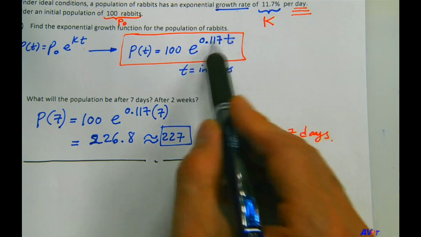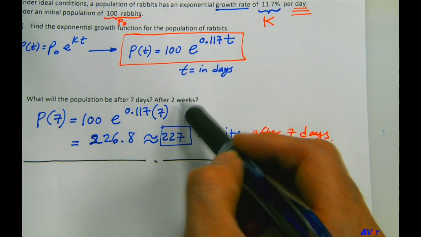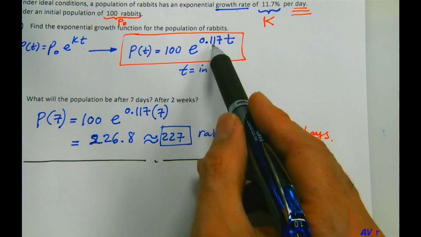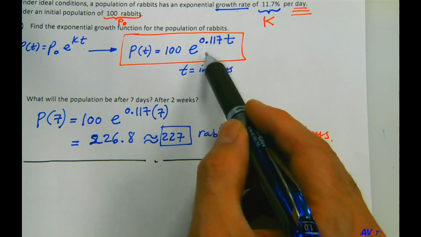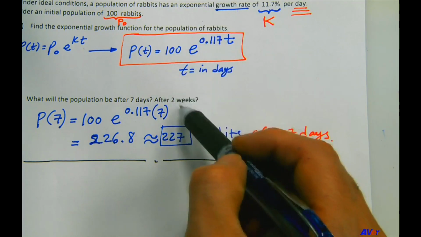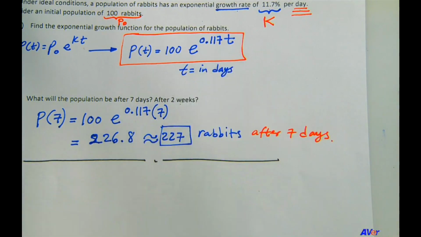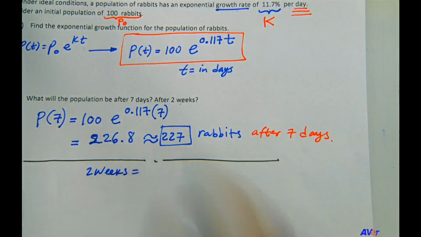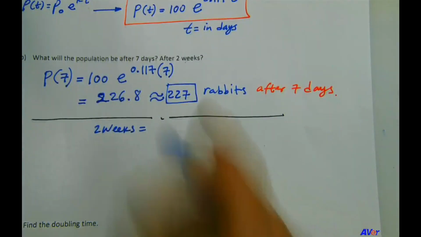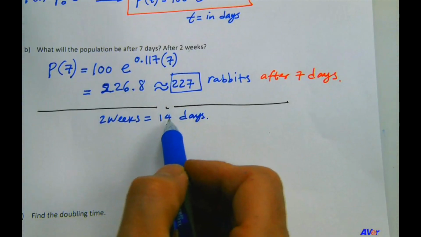Why? Because this growth rate is a daily growth rate. So we need to convert this unit to whatever the unit of the growth rate is. And the growth rate has a daily unit, per day. So this weekly must be converted to daily units. Okay, so we have 2 weeks is equal to, of course, 14 days. Now we have a number that is in the units of the growth rate.